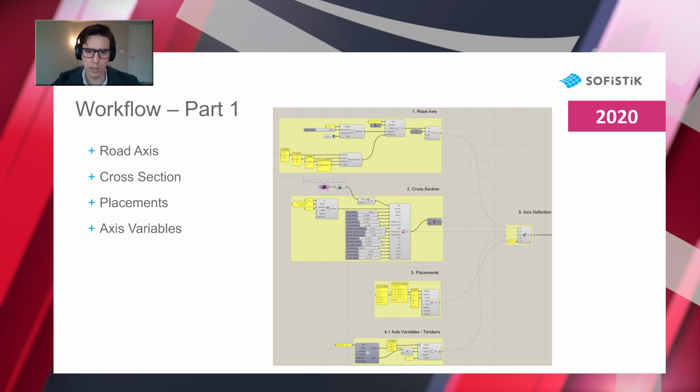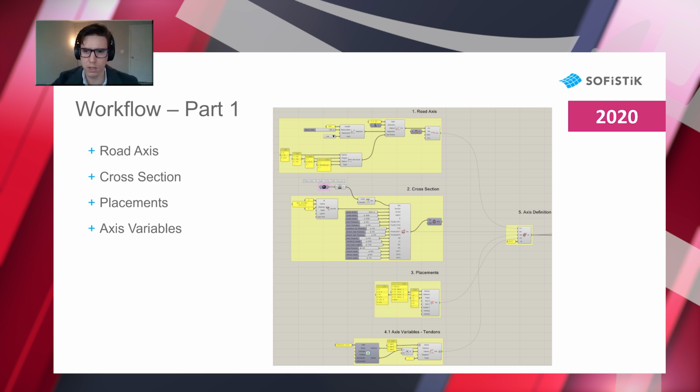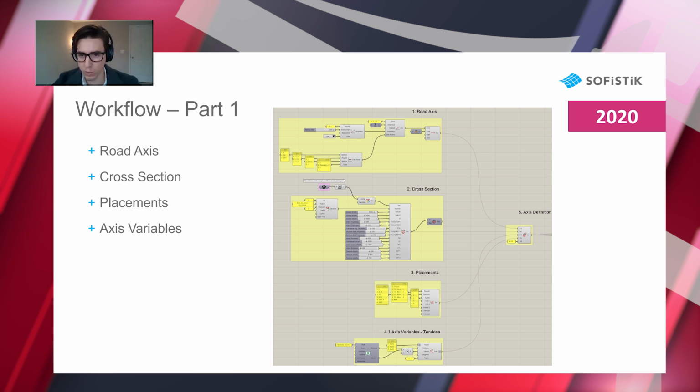All right, so next I would like to show you a little bit more in detail how the script is working. And in general, for bridge design with our Grasshopper components, we have this type of work. So the first part is always to create our parametric bridge axis. And this axis will contain information about the road line or the road axis. It will contain some cross-sectional information for the superstructure.